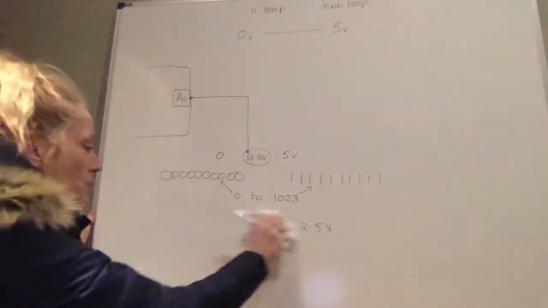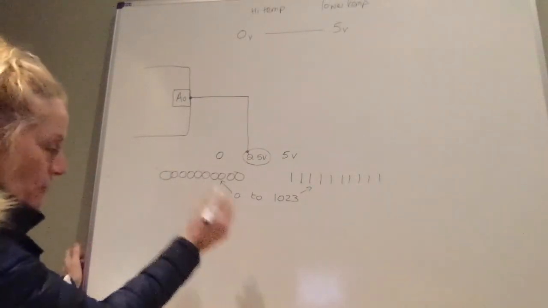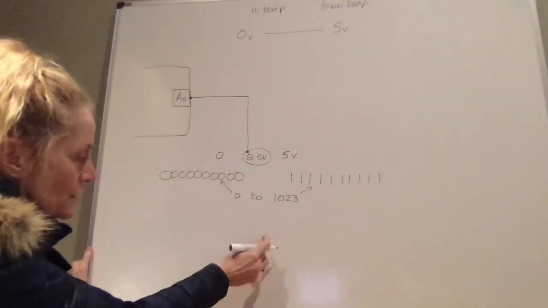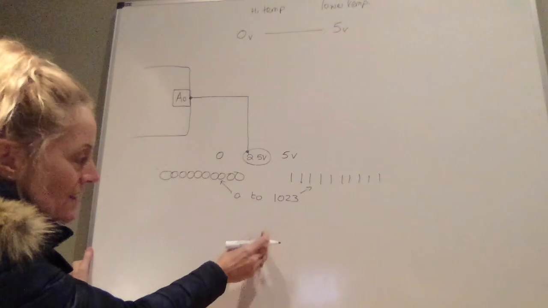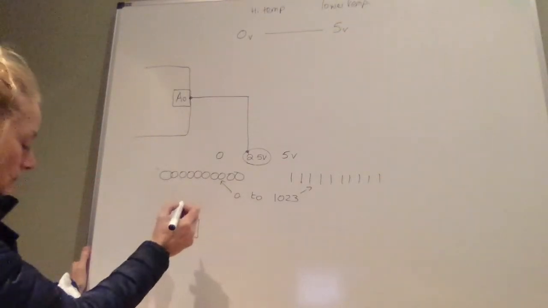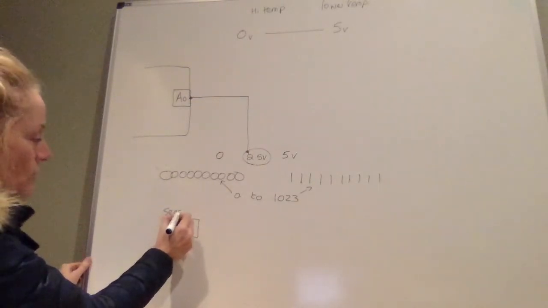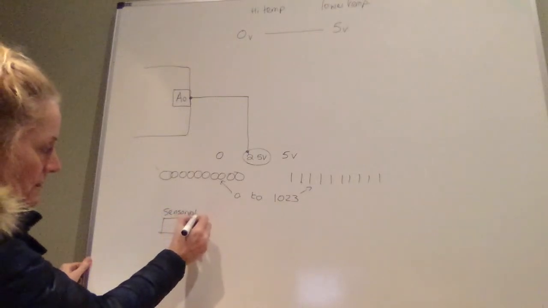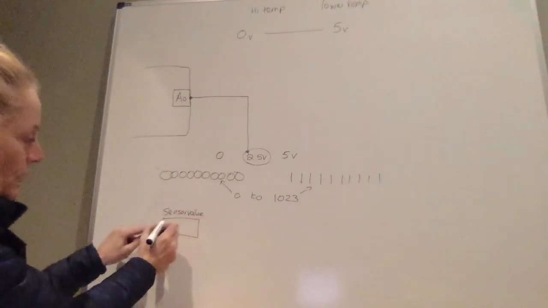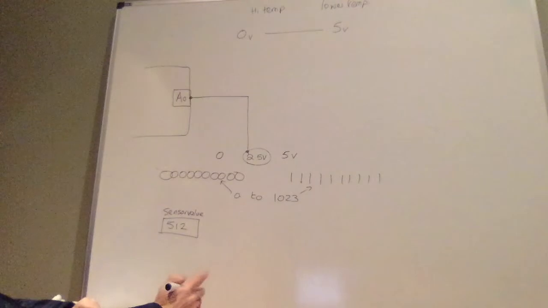So what we need to do in the program is, the way a computer works, you have to tell it to go to the input and tell me what's on that input and put it into a box called, I think in this case we call it sensor value. The computer always stores things in little boxes, okay? So what you're saying to the computer is, read A0 and put whatever is in it, we'll use the example of 512, into this box called sensor value.